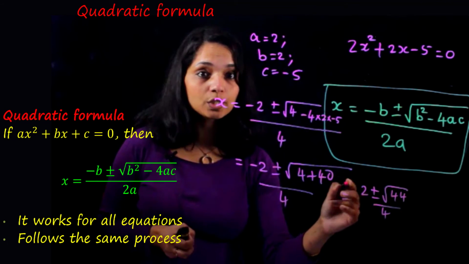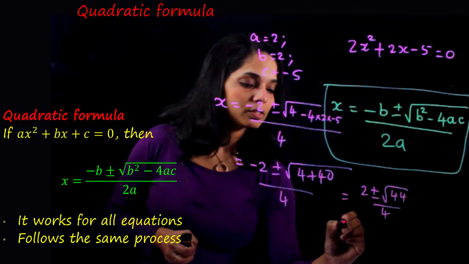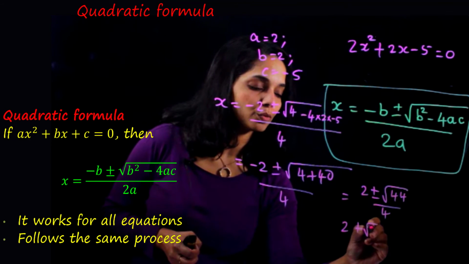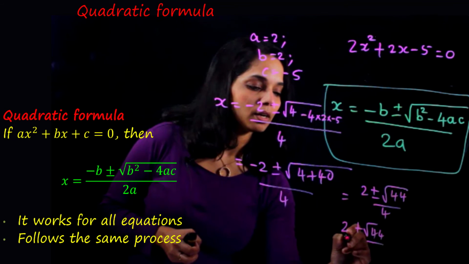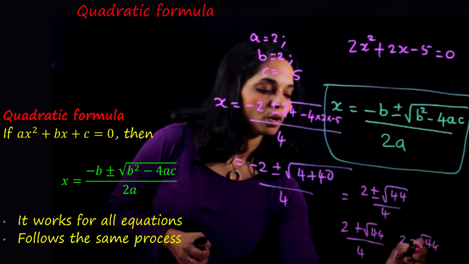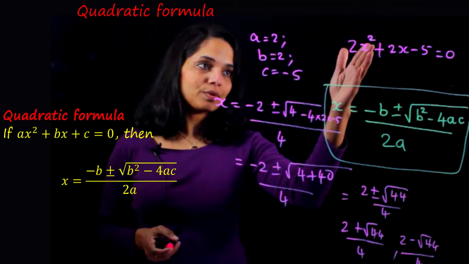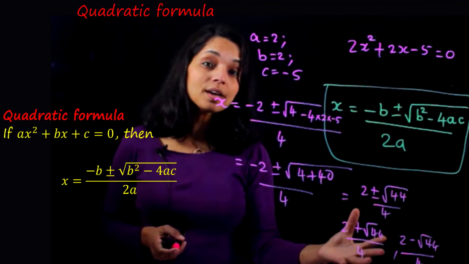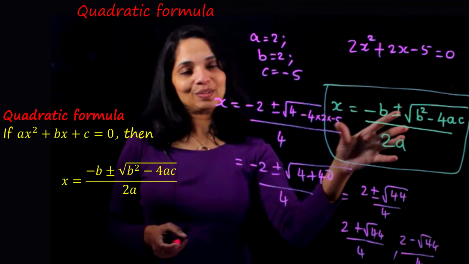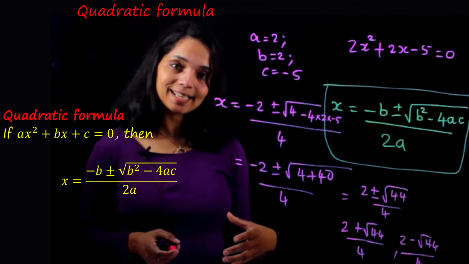So there are two solutions coming out from this one. When you make this plus or minus, the two solutions are minus 2 plus root 44 over 4 and minus 2 minus root 44 over 4. These are the solutions of this quadratic function 2x squared plus 2x minus 5, which we got quite easily using the quadratic formula and could have been really hard using any other technique.